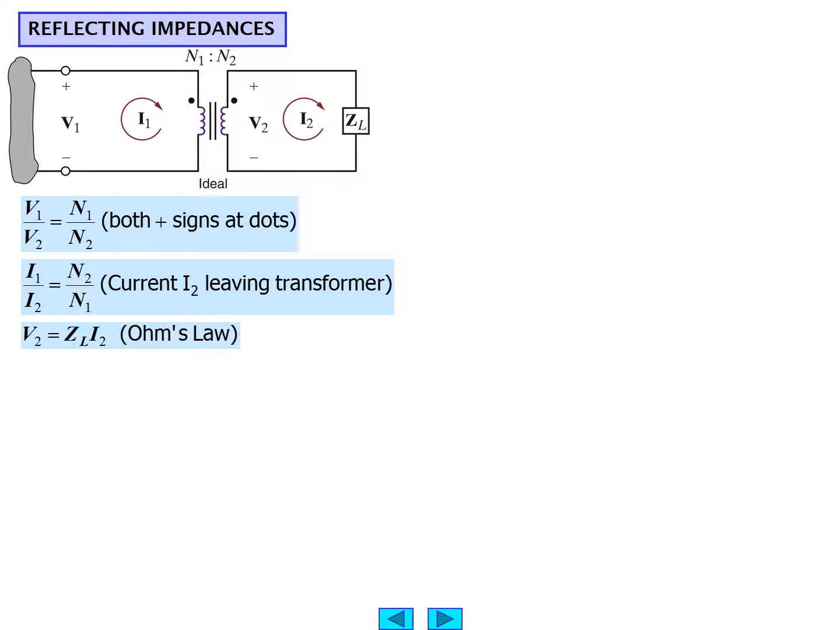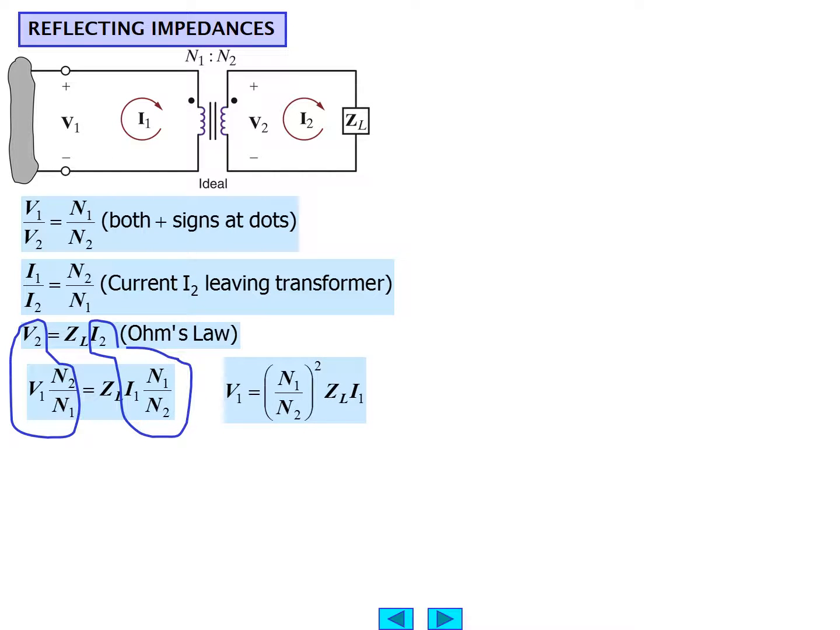V2 is equal to Z sub L I2, that's Ohm's law. And making a substitution, we get V1 times the quantity N2 over N1 is equal to Z sub L I1 times the quantity N1 over N2. Well, we know something about the currents and the representations. We know the representations for V2, that's how we got that side of the equation. And we know the representation for I2, that's how we got the other side of this linked equation now through the impedance Z sub L.